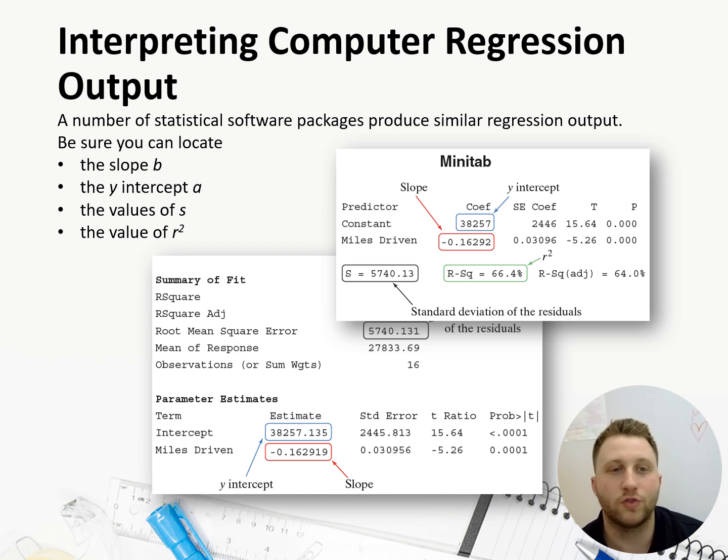Minitab is the most common, but there's a couple others. You should practice just becoming familiar where to find each of the values, because we're asked to interpret it. Part of interpreting it on the AP exam is identifying the correct value that goes along with your interpretation.